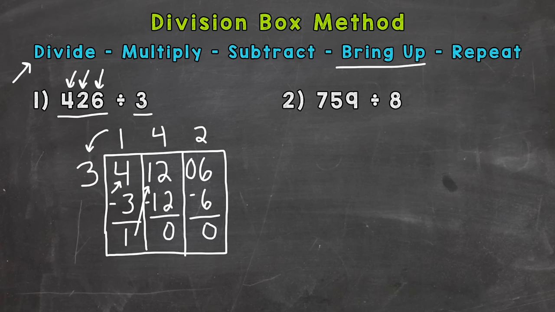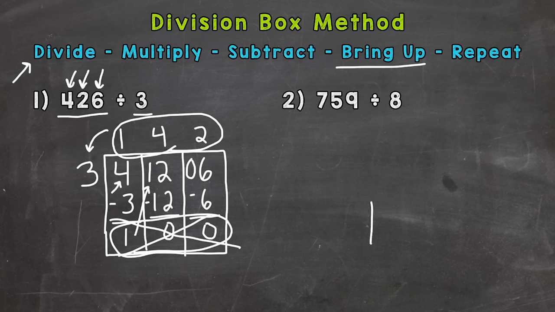That worked out perfectly there, and we get 142. Now a common mistake would be thinking this down here is the answer. You always look up top for the answer. So 142. So on to number 2 here, which this one is going to have a remainder.